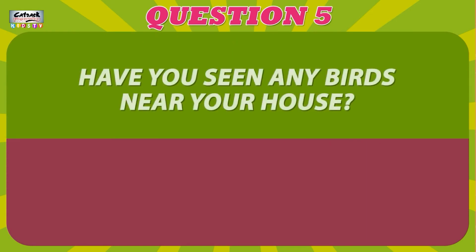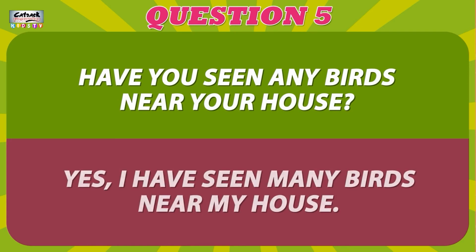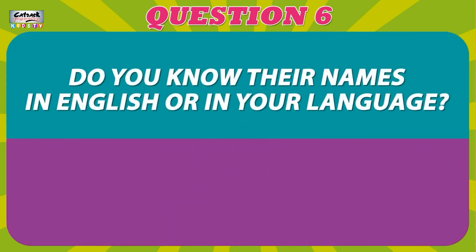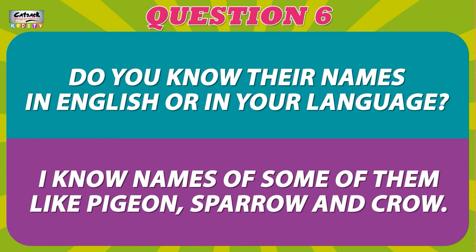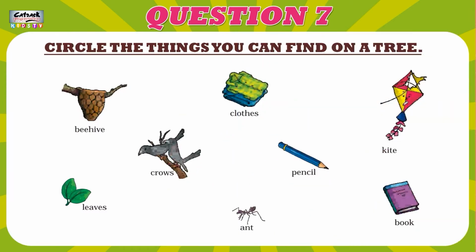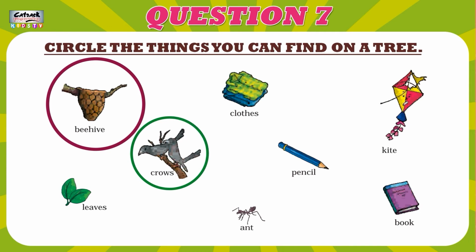Question 5. Have you seen any birds near your house? Answer. Yes, I have seen many birds near my house. Question 6. Do you know their names in English or in your language? Answer. I know names of some of them like pigeon, sparrow, and crow. Question 7. Circle the things you can find on a tree. Beehive, clothes, kite, crows, leaves, ant. Answer. Beehive, crows, leaves, ant.